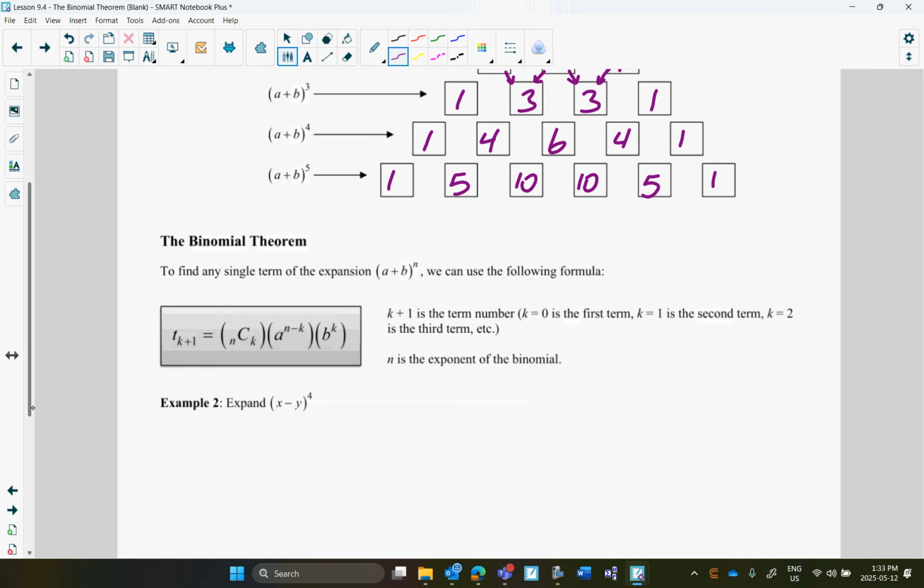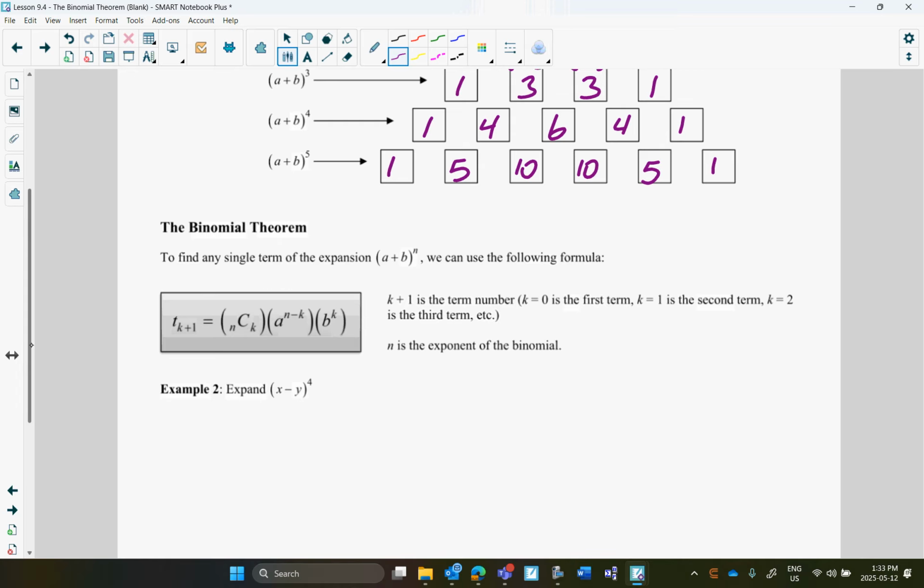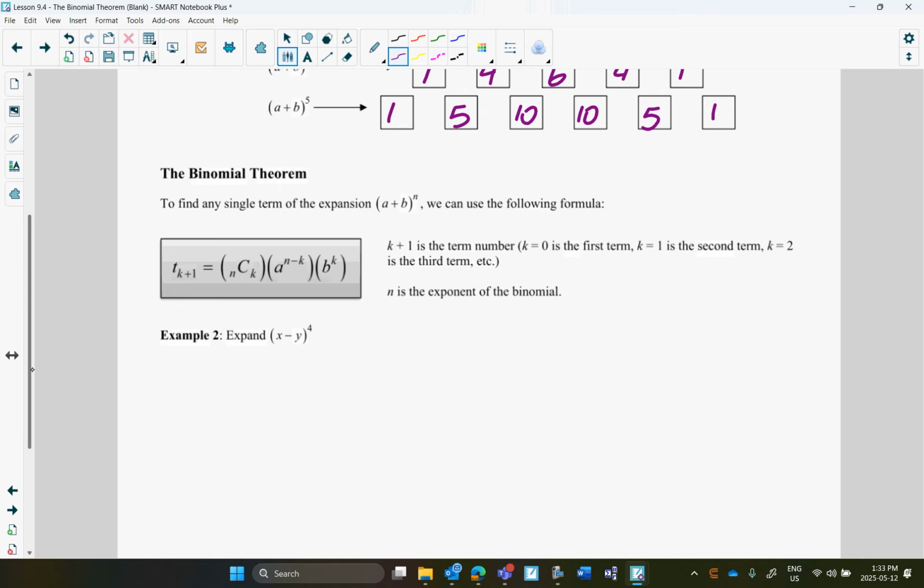How do we find everything? Like, how do we find a specific term number? Here's a formula that you get. If we have some term called A, some term called B, and we're raising it to the N, and I want to find a certain term number, I use K plus 1, where K equals 0 represents the first term. K equals 1 represents the second term.